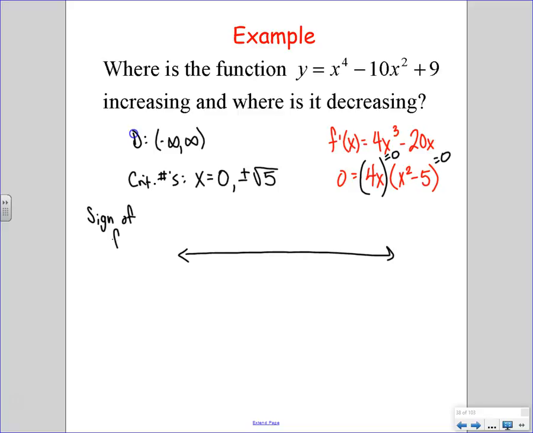Now, eventually you guys might just put f prime on top, and you might put f on the bottom. But for right now, I want you to write sign of and behavior of. The sign of the derivative indicates how f is moving and changing, increasing and decreasing. But I cannot use the positive negative of f prime to say positive negative of f. Just be careful. I'm putting in my number line 0, negative root 5, positive root 5.